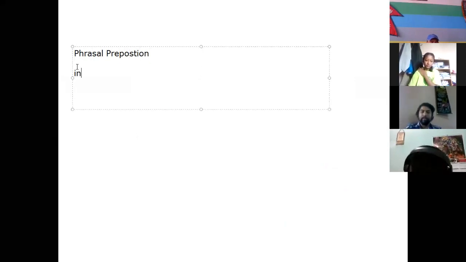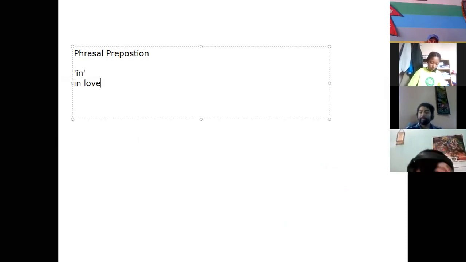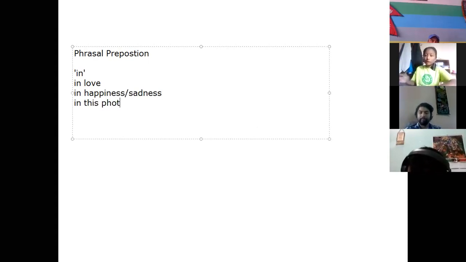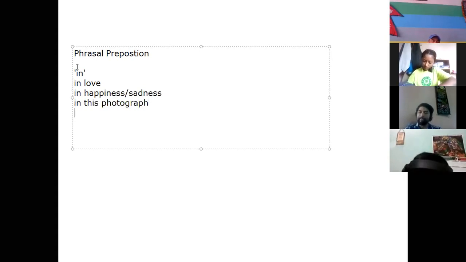जस्तै पहिला in को हेरौँ. In को हुँदाखेरि के हुन्छ in? As a phrase used हुने, it's always in love, it's fallen in love. हैन? He is in love. Similarly, in happiness, in sadness, right? In this photograph, you must have heard Ed Sheeran's photograph song also, right? In this photograph. So the next one is interested in. This is phrasal preposition. After the word interested, the preposition that follows is in. Interested in. Right?